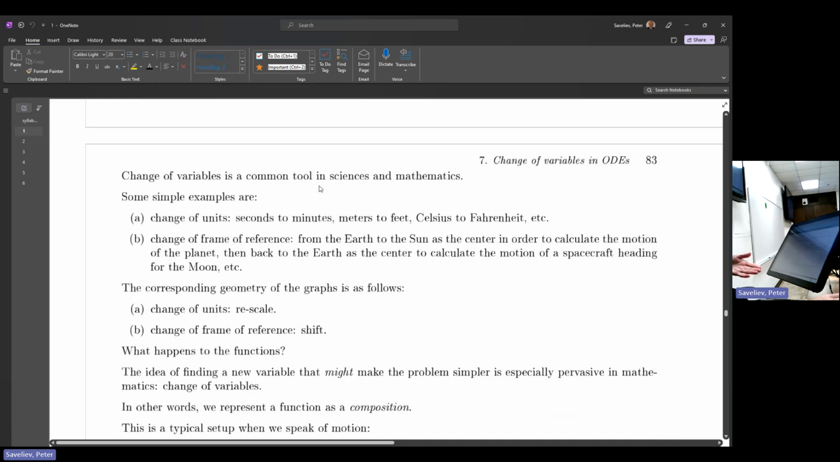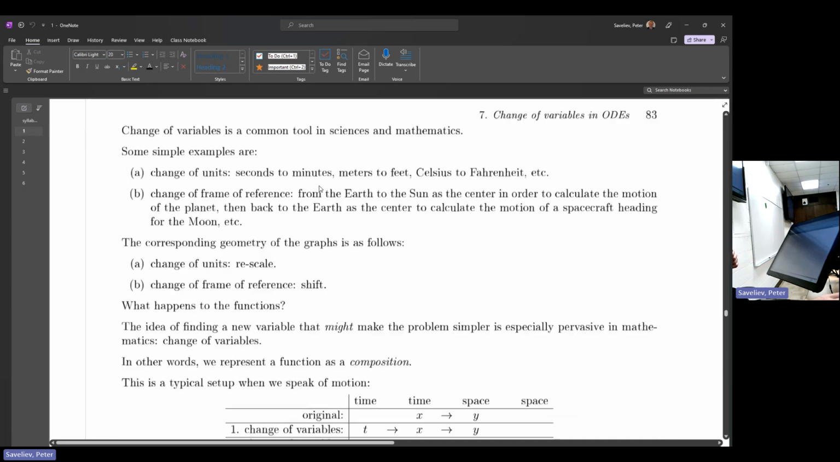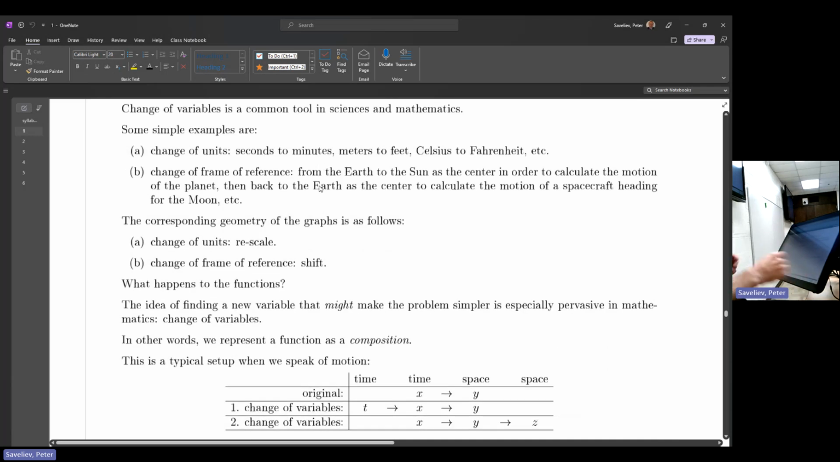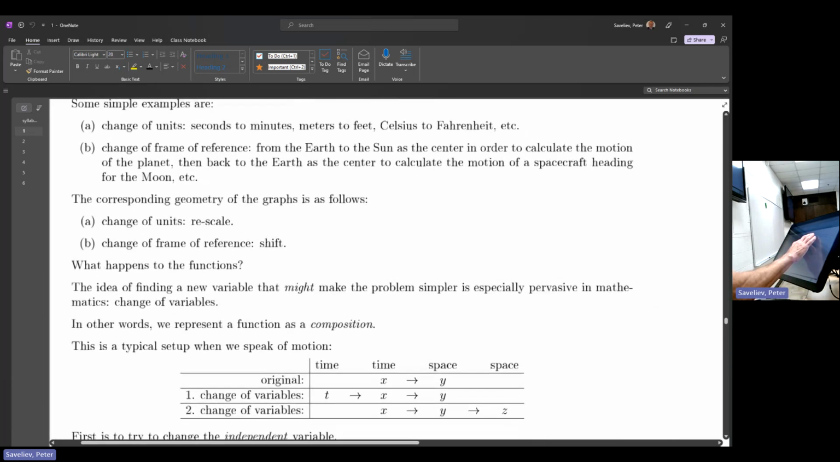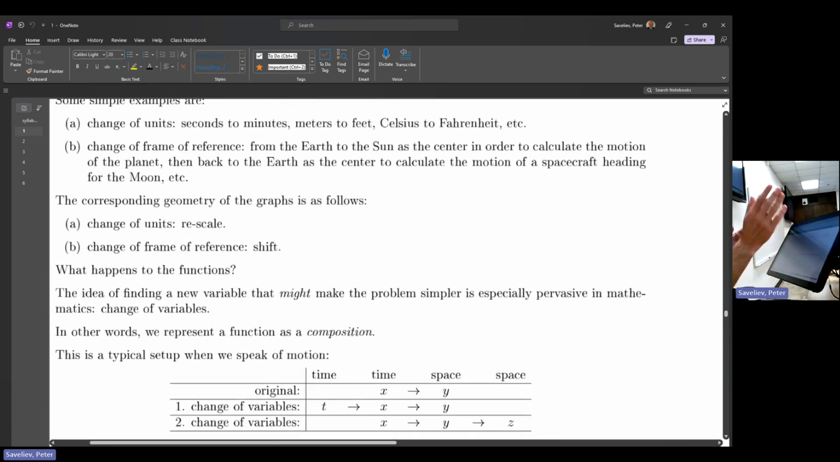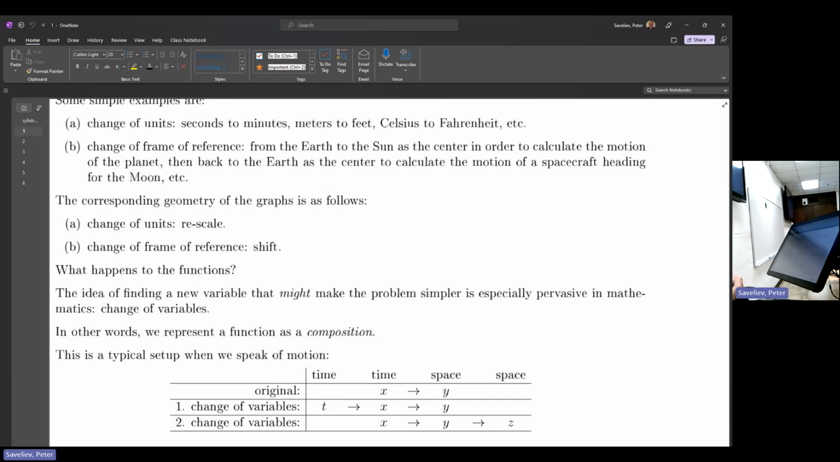So what happens with the function is indeed the change of one of the two variables. So here, what I'm doing is writing an original dependence of, say, space on time. Y depends on x, and then you might rescale either time, number 1, change of variables, or number 2, change of variables on the output, the space. Okay, so these are the two cases for us to consider separately.